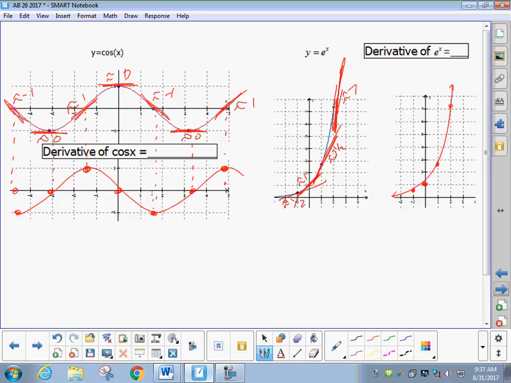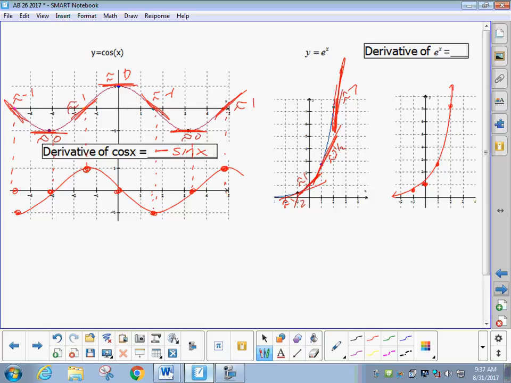Okay, conclusions then. Derivative of cosine: it would be logical to say, well, the derivative of sine is cosine, so the derivative of cosine is sine. But is that the case? No, the derivative of cosine looks like this, and that's not sine, that's negative sine. So when you take the derivative of cosine, you're going to get a negative sine, because that's what the slopes say.